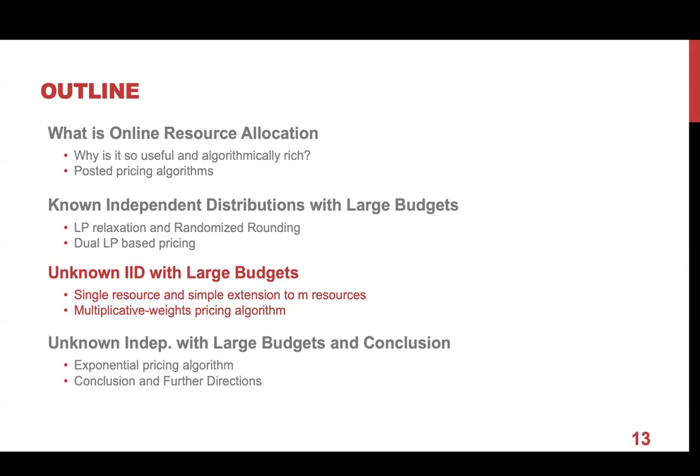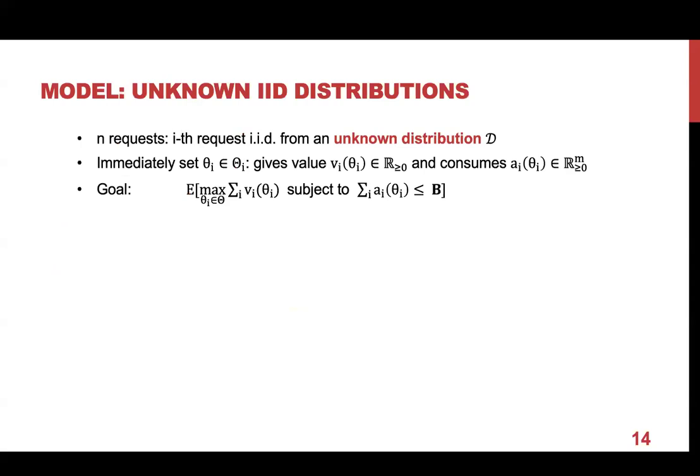Good. So the next setup is identical distributions, i.i.d. arrivals, but unknown. And how do I get something again similar to the budget being at least log m over epsilon squared, to get a 1 minus epsilon approximation. Okay, so again, to clarify the model, n requests, the ith request comes i.i.d. from some unknown fixed distribution D. So the distribution is the same D. And immediately you have to set theta_i to get some value subject to the budget constraints. And the objective is the benchmark.